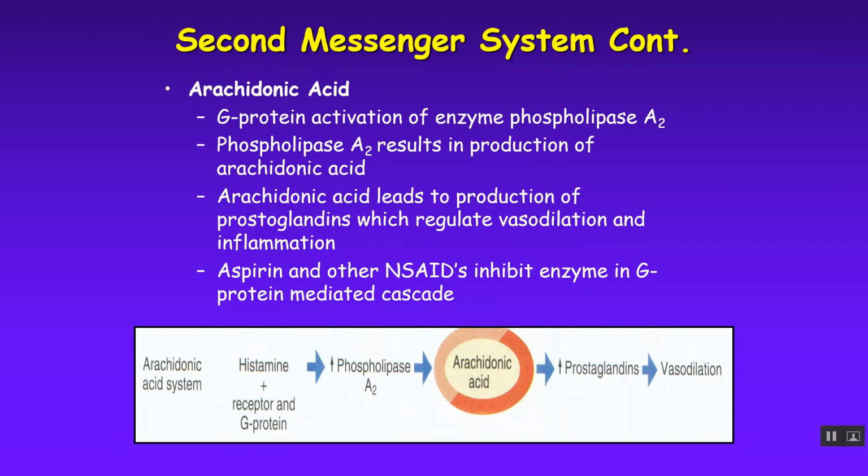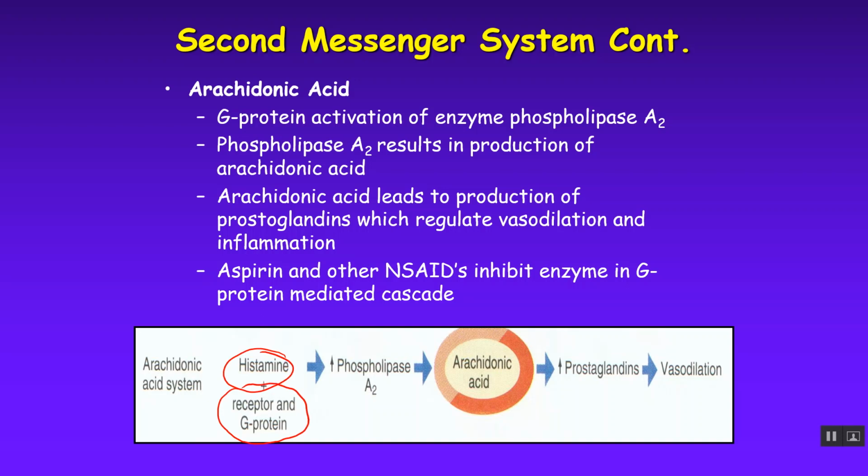And then here's another one that's more in the periphery. These second messenger systems are not always associated specifically with neurons and muscle cells. They can occur in other areas where there is modulating activity of cells. And this is the arachidonic system.